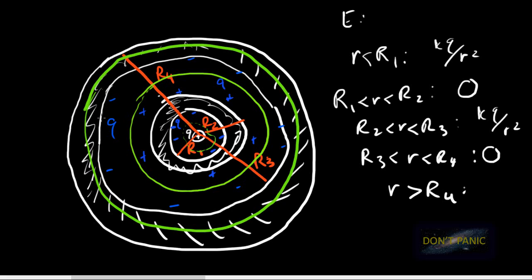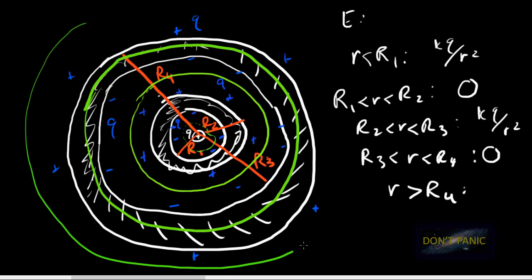Then since some negative Q came on the inside, there's some positive Q floating around, and that goes on the outside. So then to find the electric field for R greater than R4, draw your Gaussian surface.